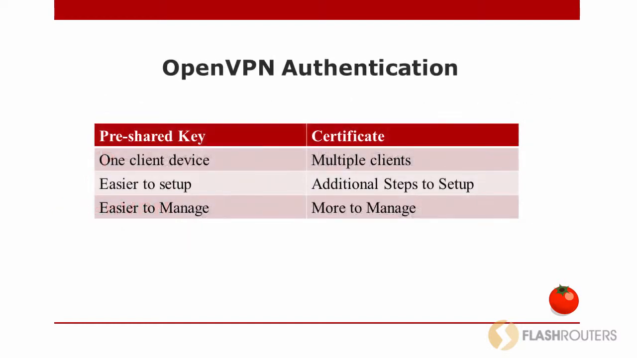OpenVPN has two basic modes of authentication, a pre-shared key or a certificate. Now, the pre-shared key allows you to connect with one client device. It's also much easier to set up, and there's a lot less to manage. The certificate mode allows you to connect multiple clients. However, it does have additional steps in the setup process, and there is a bit more to manage.